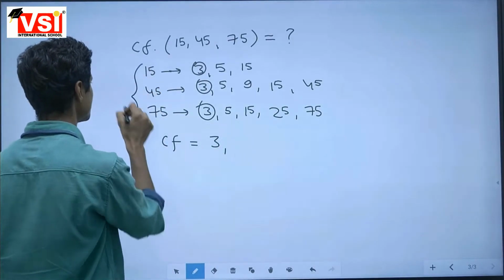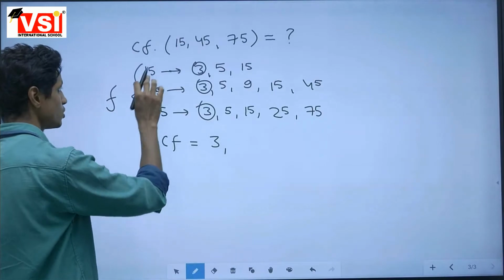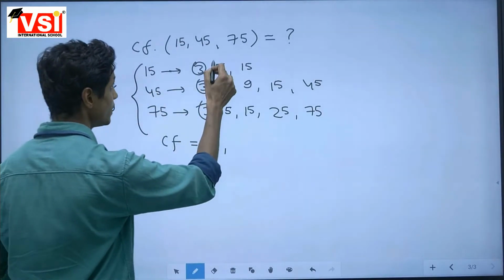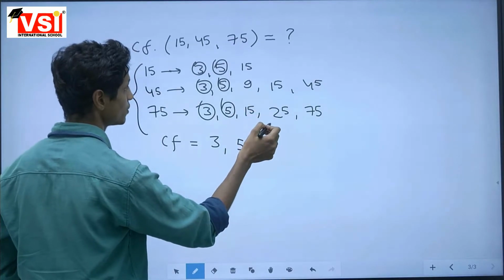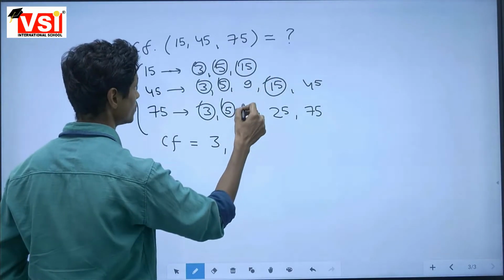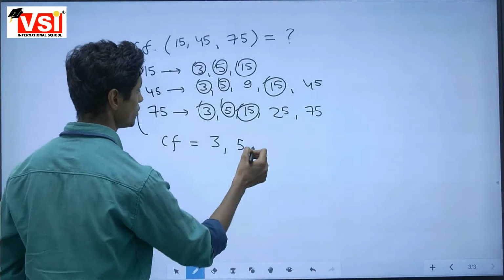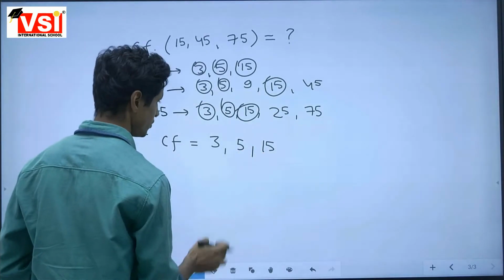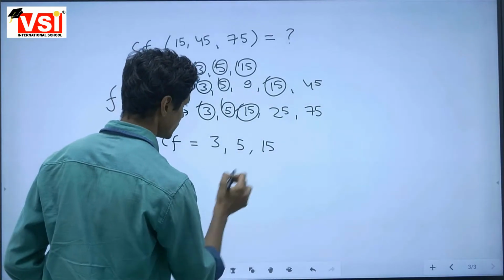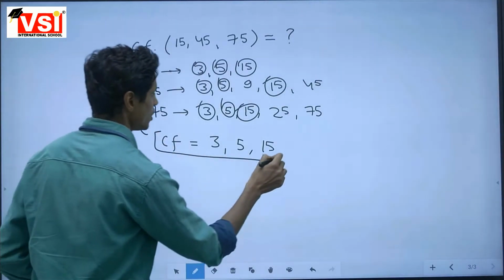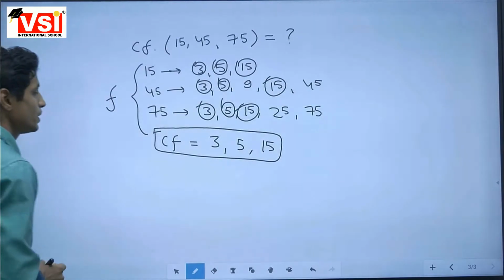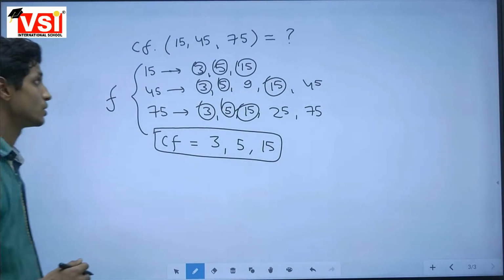These are the factors of individual numbers, not common factors. The common factors are 3 and 5 also. That's all. No other common factor? 15 also. Yes, 15 also. Fine. Like this: 3, 5, 15. So now we have understood how to find the common factors of any group of numbers.